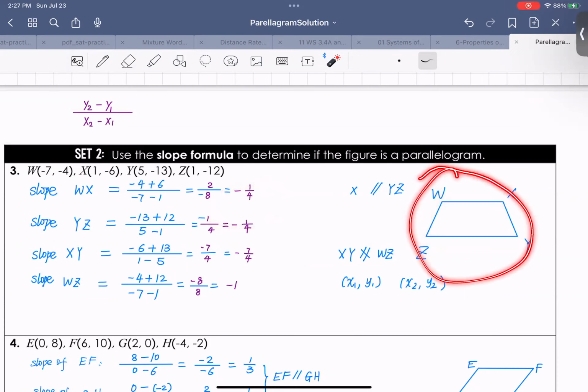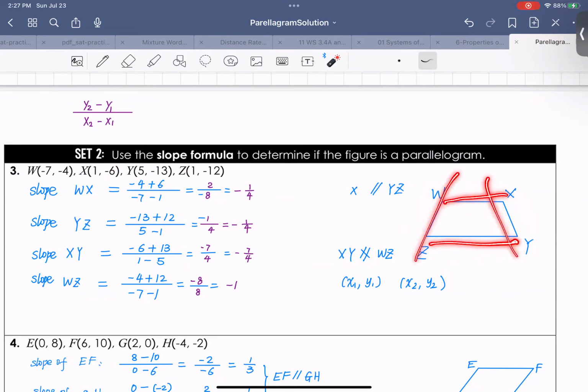So this is what kind of shape? This is a trapezoid. Yeah. Trapezoid, they have only one pair parallel, but the other pair are not. So this is a trapezoid, not a parallelogram. Okay.